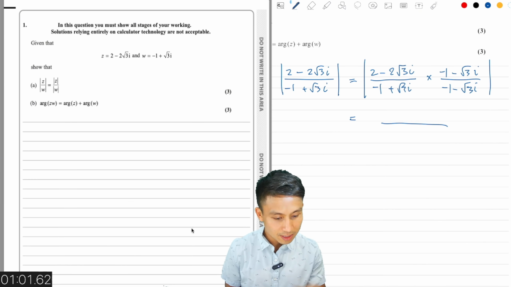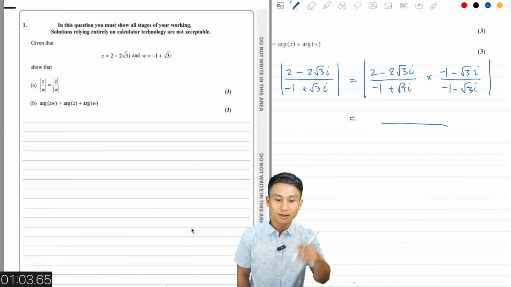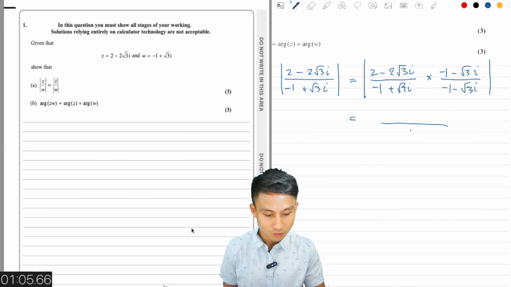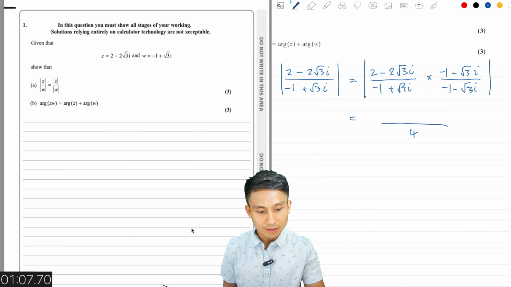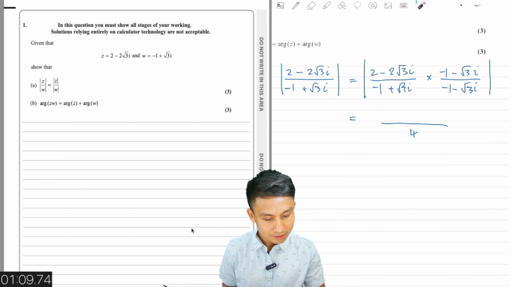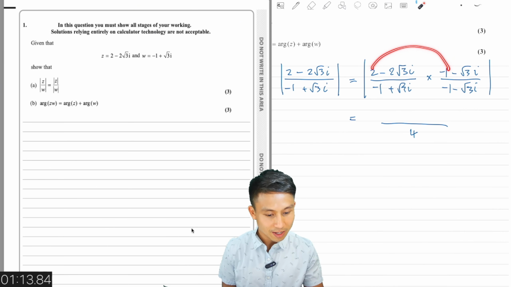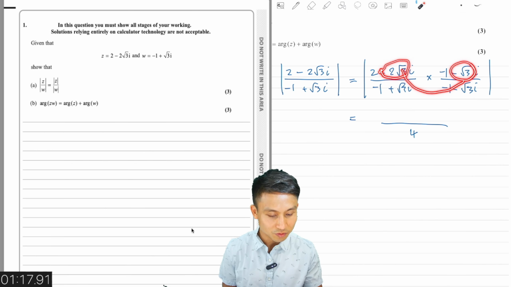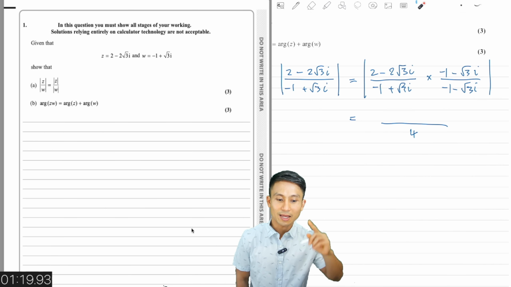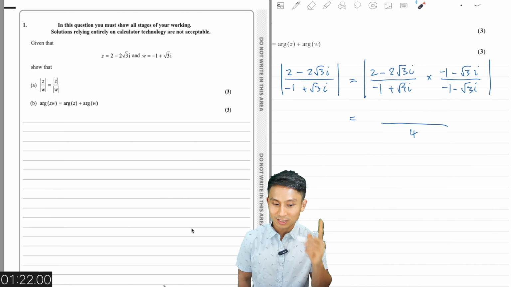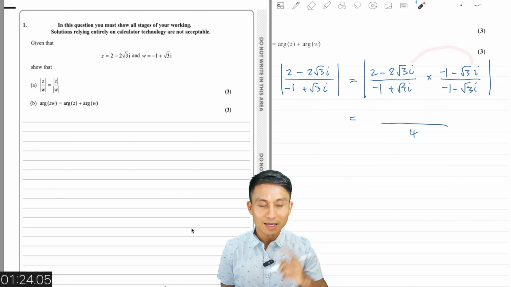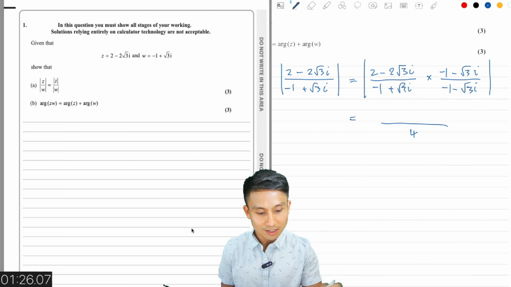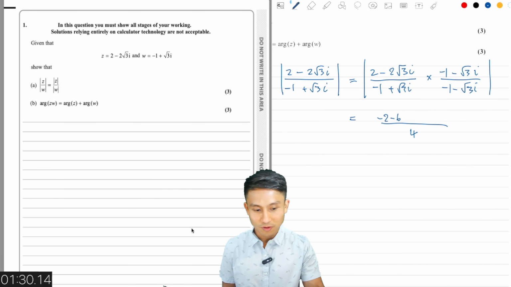Well, the denominator would just be 1 plus 3, which is 4. And for the numerator, basically just expand it all out. So I get minus 2 here for the real part. And minus 2 root 3 times minus root 3, just the numbers, I get 3 times 2, which is 6. And then i times i gives minus 1, so that's minus 6. So minus 2, minus 6 here for the real part. I hope you follow that.